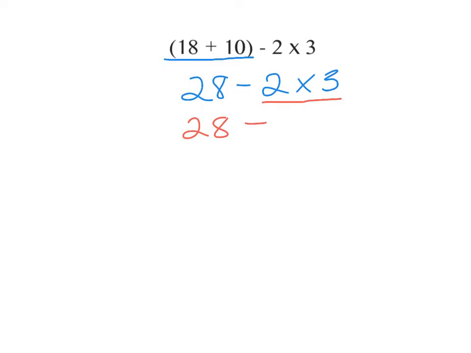So 28 minus 2 times 3 is 6. And I have one operation left, 28 minus 6, which is 22. So the answer to this problem is 22. Let's look at another one.